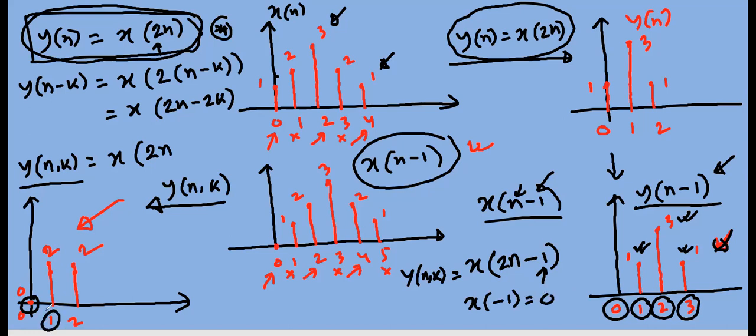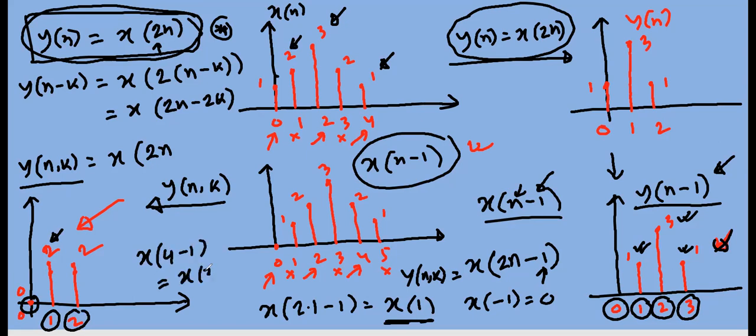If you target n equals 1, it will be x[2 minus 2]... sorry, I made a mistake. For n equals 1, it will be x[2 into 1 minus 1], that is x[1]. What is the value of x[1]? The value of x[1] is 2, and you have also found 2 here. Now, if you target n equals 2, that will be x[4 minus 1], that is x[3]. And what is the value of x[3]? That is nothing but 2, and you will get the same value here.